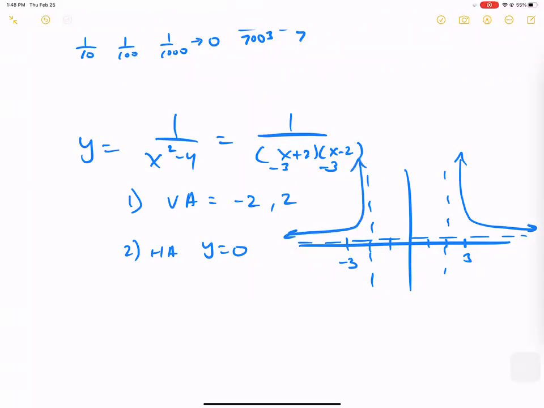What happens in the middle? Plug in a number in the middle. I see 0. 0 is an easy number in the middle. Plug in 0. That's 1 over 2 times negative 2. That's 1 over negative 4. We know we're negative here. I can guarantee you the graph is going to look like this. 100%. Did I need a calculator? Nope.